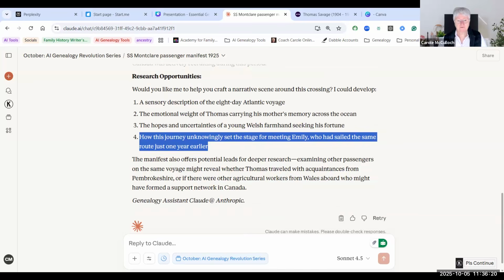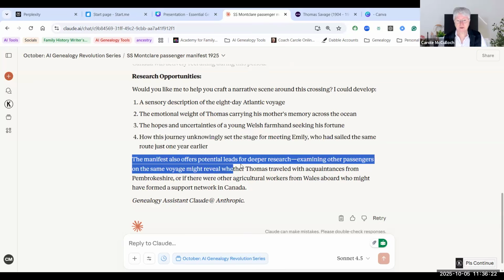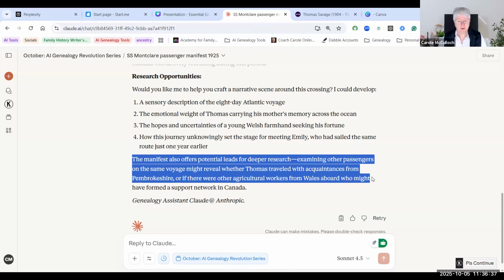Then goes on to say the manifest also offers potential leads for deeper research. Examining other passengers on the same voyage might reveal whether Thomas travelled with acquaintances from Pembrokeshire, or if there were other agricultural workers from Wales aboard who might have formed a support network in Canada. Now, there are a couple of ideas that I had not thought of in scrutinising this document.